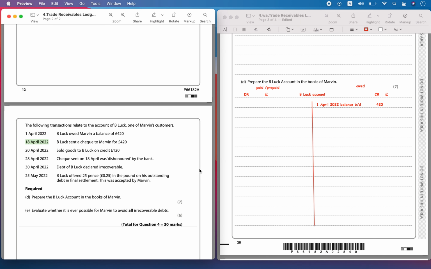Then on 18th April he sent a check to Marvin. On 18th April a check was sent to Marvin, and the amount was 420. Then on 20th April Marvin sold goods to BLUC on credit for 120. So some sales happened, the credit sales were 120.